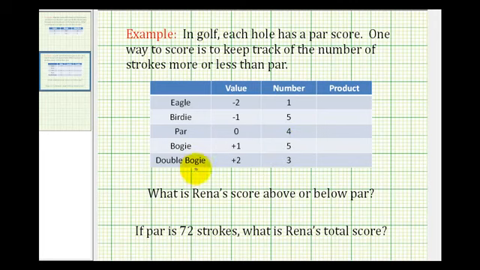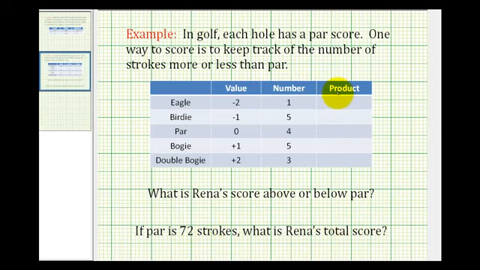And then a double bogey is 2 strokes more than par, which has a value of +2, and she had 3 of those. So we have 2 questions. First, what is Rena's score above or below par? And then second, if par is 72 strokes, what is Rena's total score?